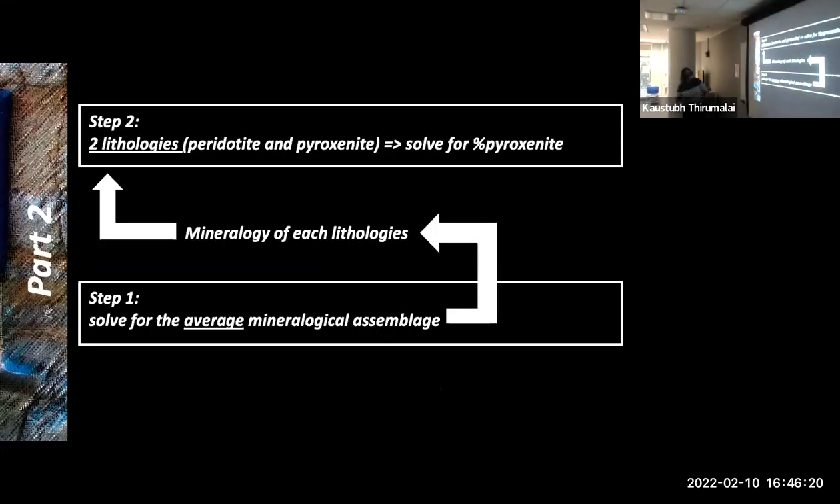So what we suggest is, again, our approach becomes a step one to better constrain the average mineralogy of the mantle and serve as a new input parameter to choose what kind of lithologies can actually be present in the different mantle sources, depending on the geological context.